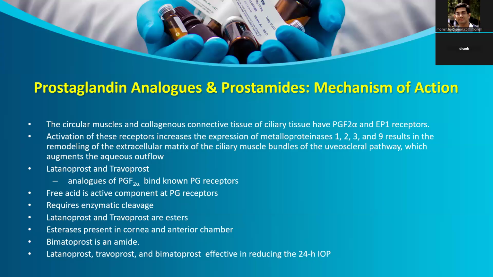The drugs which we use are latanoprost and travoprost, which are PGF2 alpha analogs, which bind to the prostaglandin receptors. They are present in an inactive form, that is in an ester form, and they have to be converted to free acid in order to be active. They get converted to free acid by enzymes such as esterases, which are present in the cornea. Those enzymes break down latanoprost and travoprost and convert them into free acid, which is the active form for action at prostaglandin receptors. All three drugs, latanoprost, travoprost, and bimatoprost, are given as once daily dosing, and they are effective in reducing the 24-hour intraocular pressure.